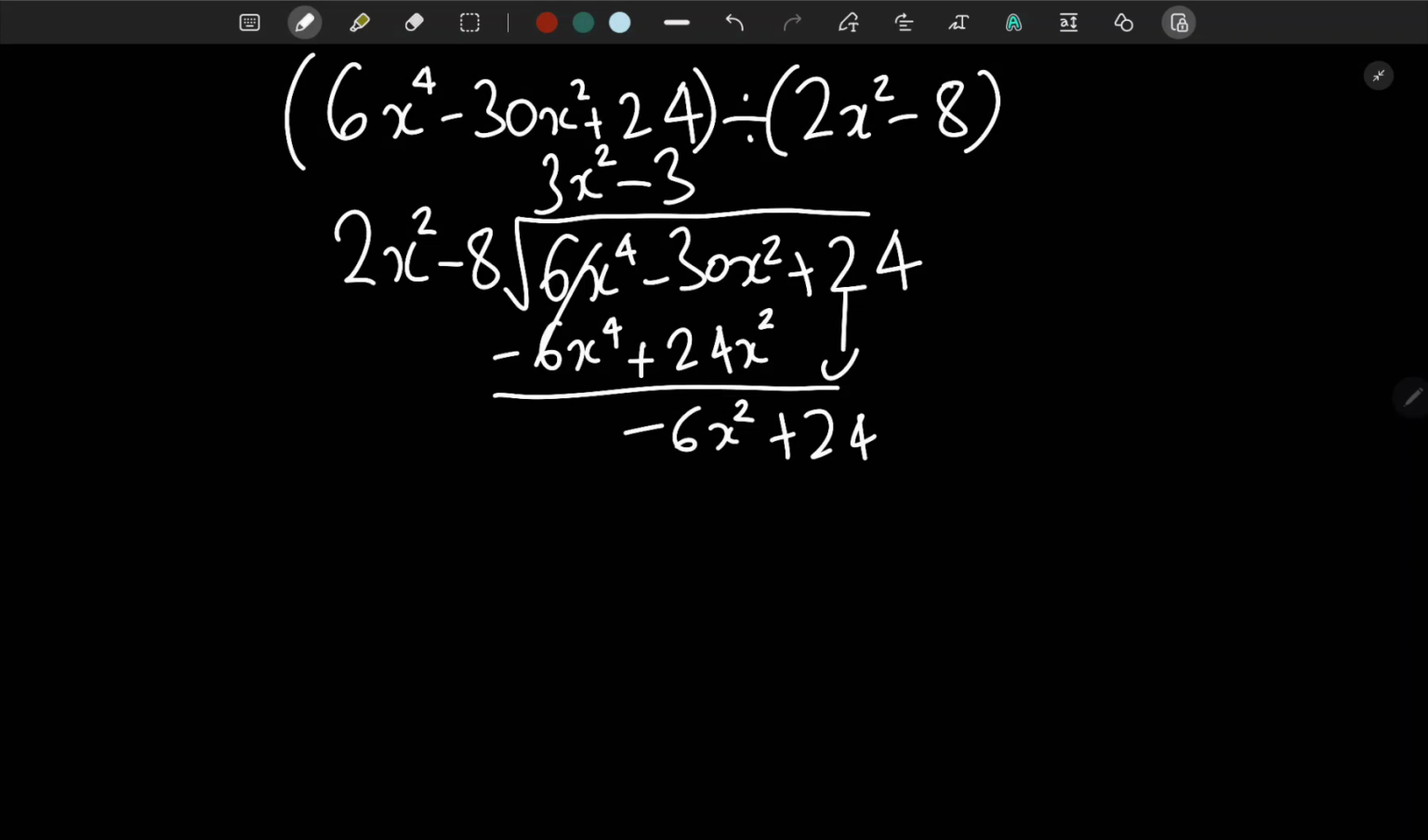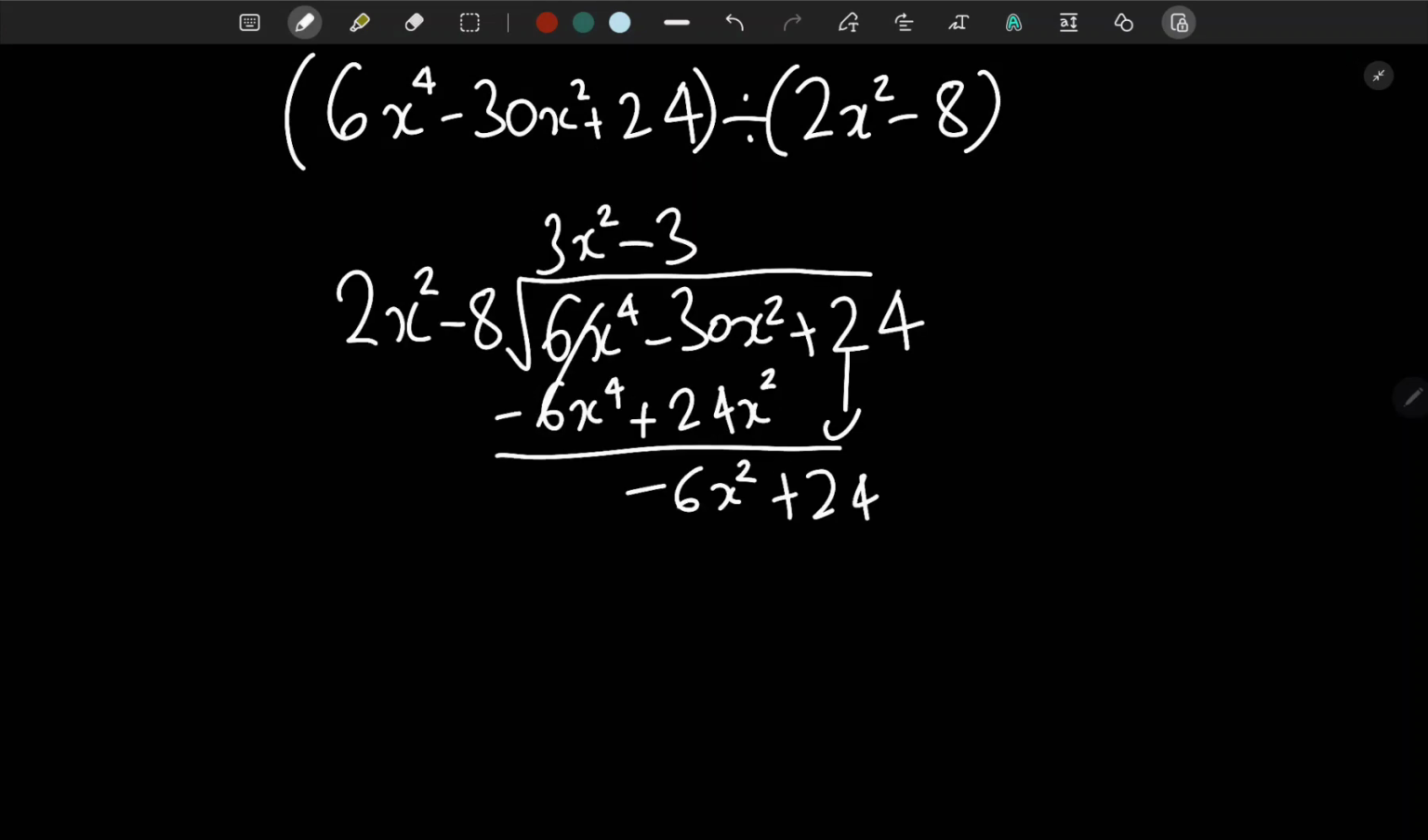Let me just move this down so it's easier to understand. And let's multiply it back. So minus 3 multiplied by 2x squared is going to give you minus 6x squared, and minus 3 multiplied by minus 8 is 24. So this entire thing cancels out. So that's there. And again, you can use that same method to recheck your answer.